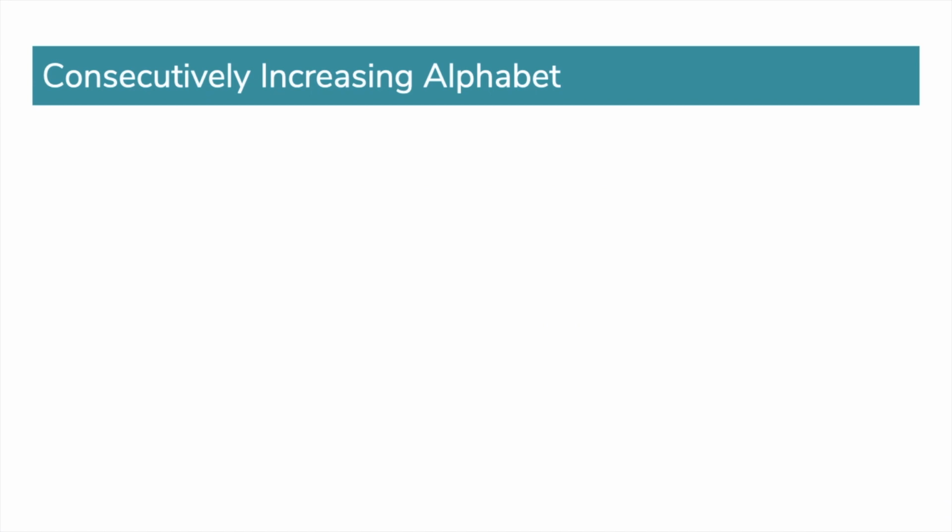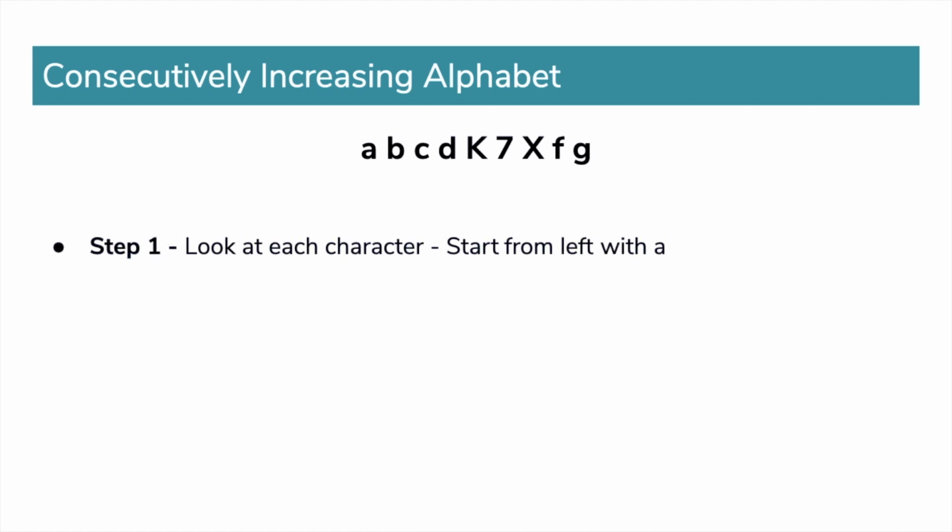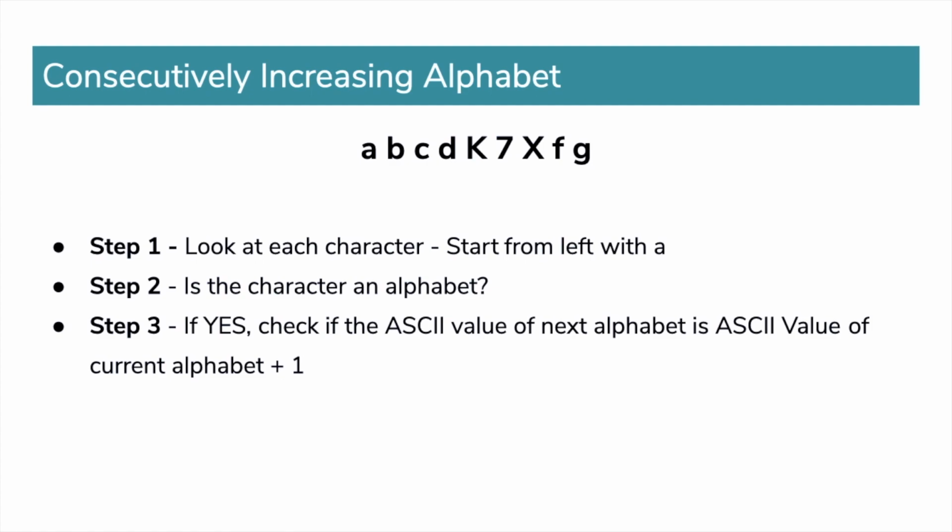The next requirement is that the password should not contain consecutively increasing alphabets. Okay, so consider a password like this: ABCD K7XFG. Because it is containing A, B, C, D, which are consecutively increasing alphabets, this password should not be acceptable. Okay, so the step that will follow is similar to the previous one. We have to look at each character. So in this case, we'll start from the left with A. Then we'll have to check whether the character is an alphabet. Yes, if it is an alphabet, we have to check whether the next alphabet is, in the English alphabet, the next alphabet.